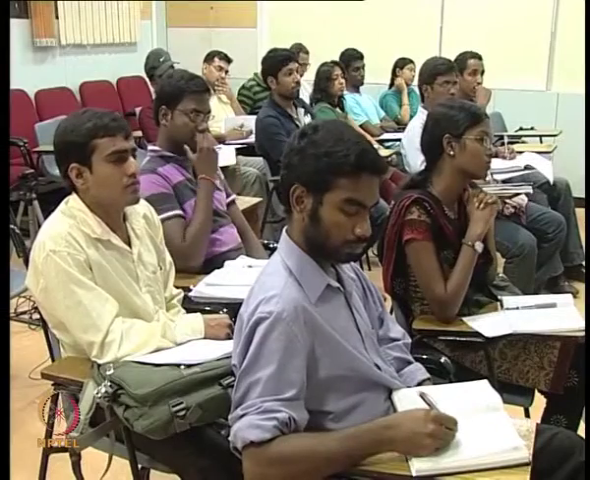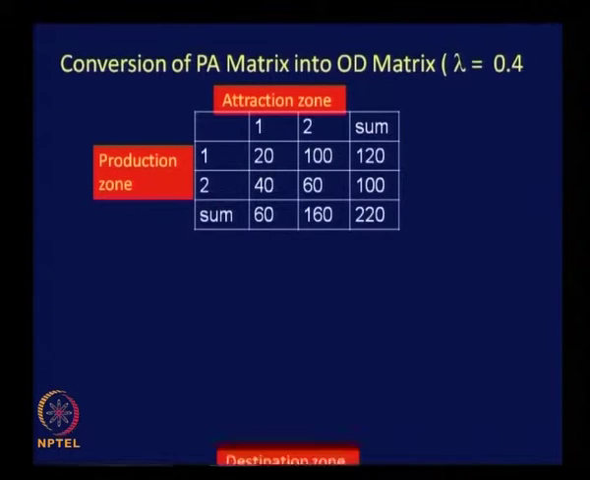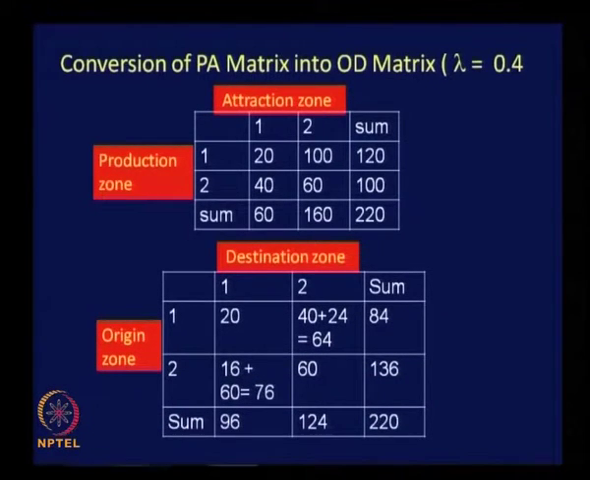Let us say we are interested to know the value of T1-2. What do we do? Lambda times T12 plus 1 minus lambda times T21, is not it? So, that will give you the value for this particular cell in OD matrix. So, that is what I have done here. 20 remains unchanged and 100 becomes 64 here, cell value of 100 has become 64.